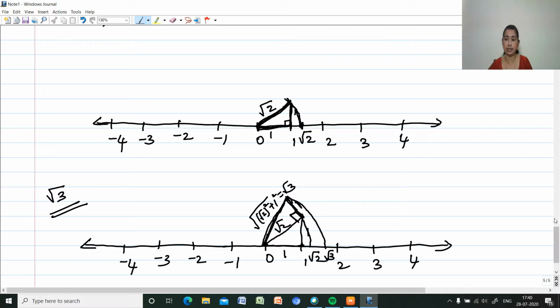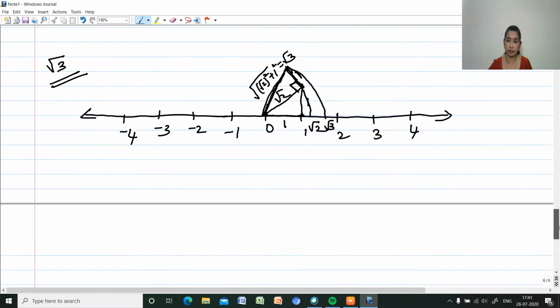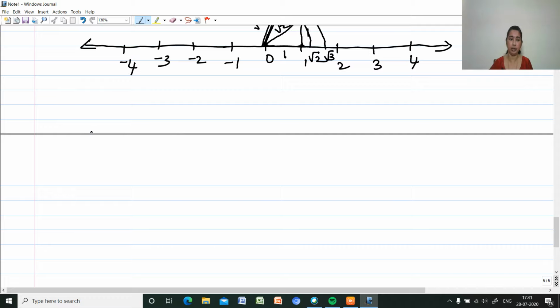So we can understand that square root of 2, square root of 3, root of 5, all the values can be plotted, located on the number line. Now again some more things are there to discuss in this chapter. We are not completing the chapter, only almost half of the chapter we'll discuss here.